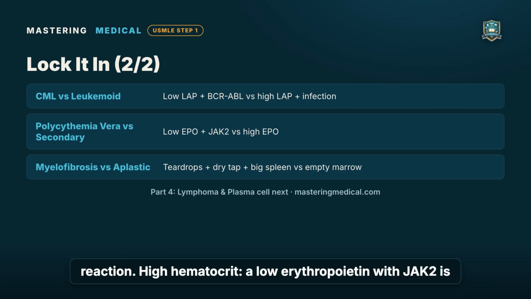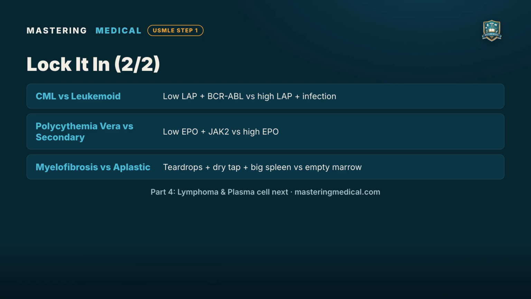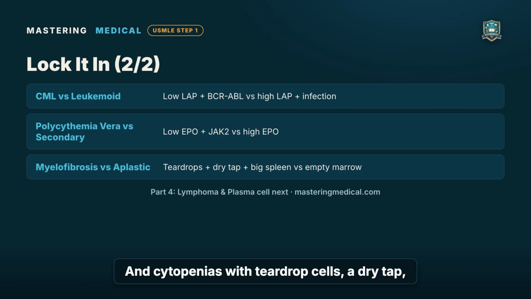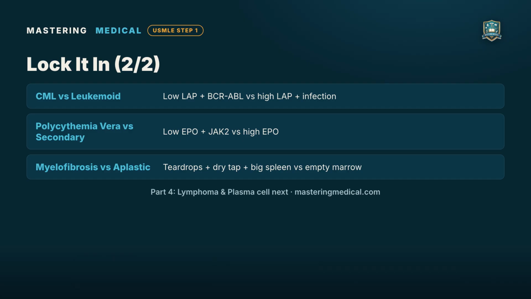High hematocrit. A low erythropoietin with JAK2 is polycythemia vera. A high erythropoietin is secondary. And cytopenias with teardrop cells, a dry tap, and a big spleen are myelofibrosis, while an empty marrow with no spleen is aplastic anemia. That is part 3.